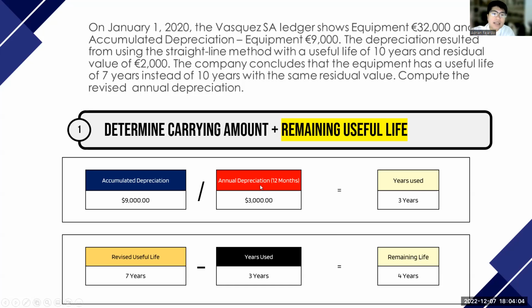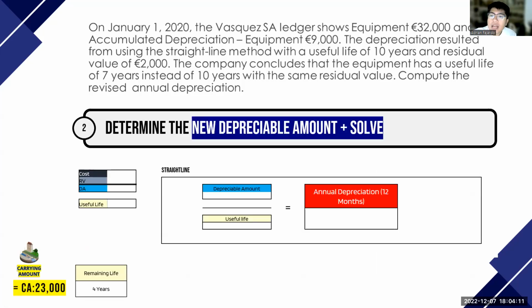So before, the estimate, may 7 years pa to go. But binabaan ng 3 years yung estimate. So now, 4 na lang yung remaining life. So now, alam na natin lahat ng necessary info. The carrying amount is 23,000. Our remaining life is 4 years.